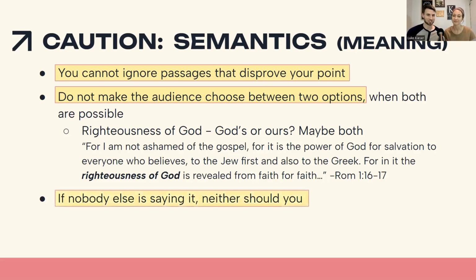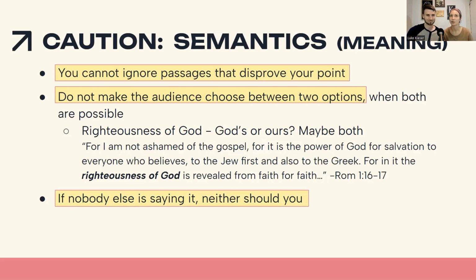And this last one is just a great rule of life in interpreting the Bible. If no one else is saying it, neither should you. You mean I can't come up with a new meaning all on my own? Yeah, you're probably wrong if you do. The Bible is probably the most thoroughly studied book in the last 2,000 years. So if you come up with an idea that no one else has seen, just be careful.